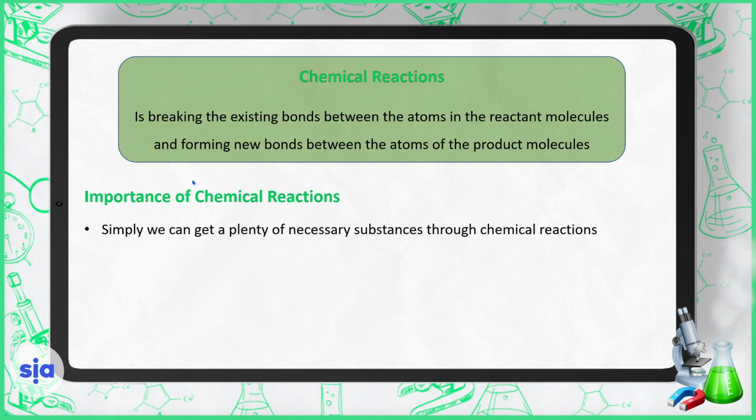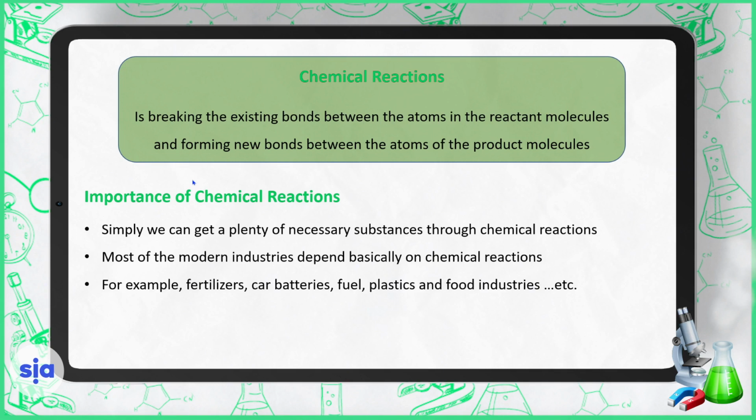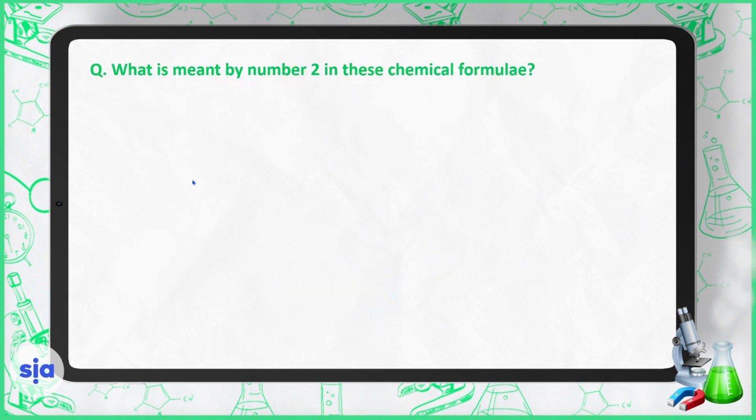Importance of chemical reactions. Simply, we can get plenty of necessary substances through chemical reactions. And most of the modern industries depend basically on chemical reactions. For example, fertilizers, car batteries, fuel, plastics, and food industries.